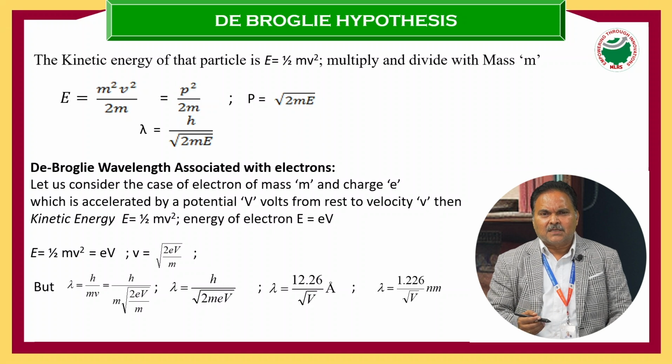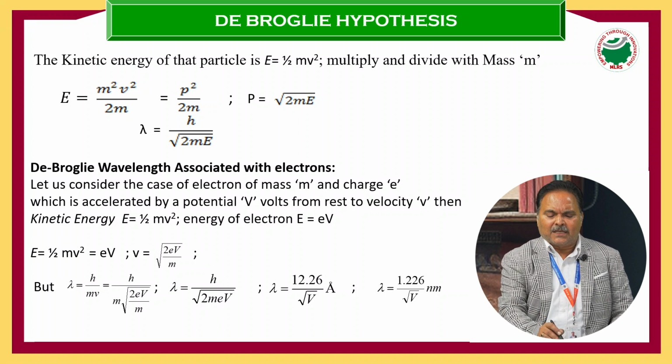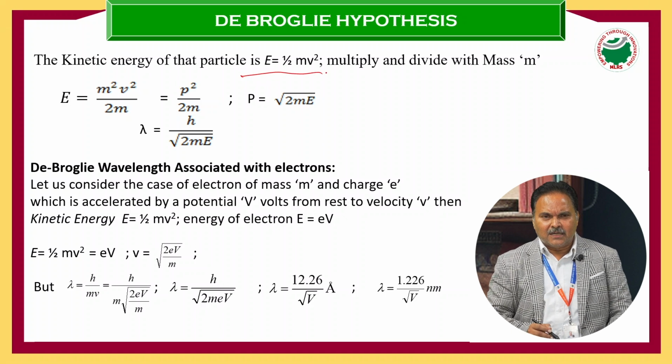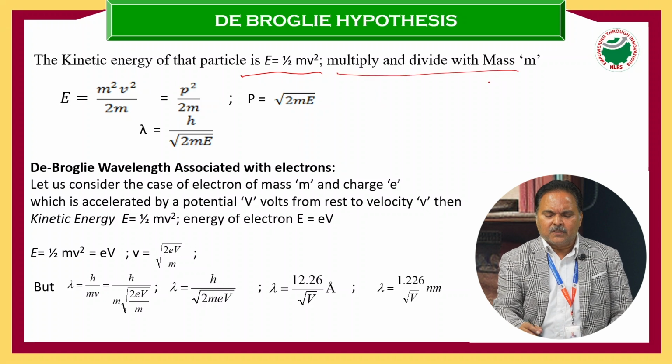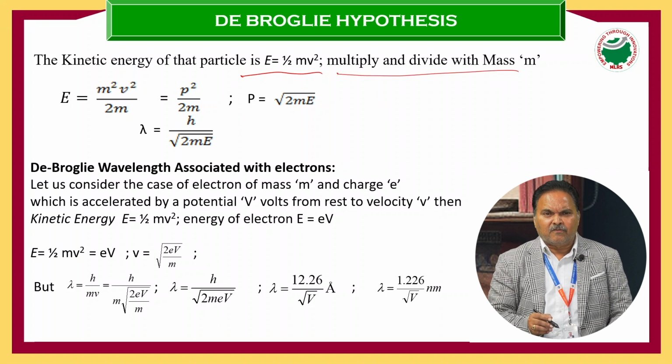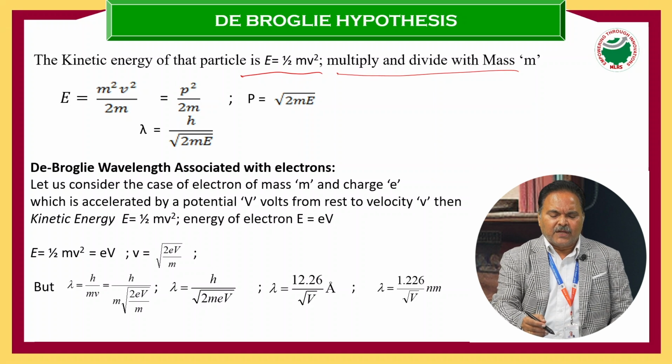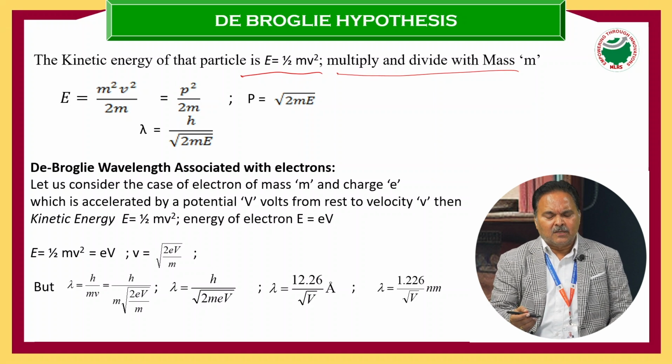So it has a mass, then it has a kinetic energy also, because the particle is moving. The kinetic energy equation is E is equal to half mv square. Then we can multiply and divide by m, so there will be no harm. That means E is equal to half m square v square by m, because we require the momentum m into v, so that's why we multiply and divide by m.